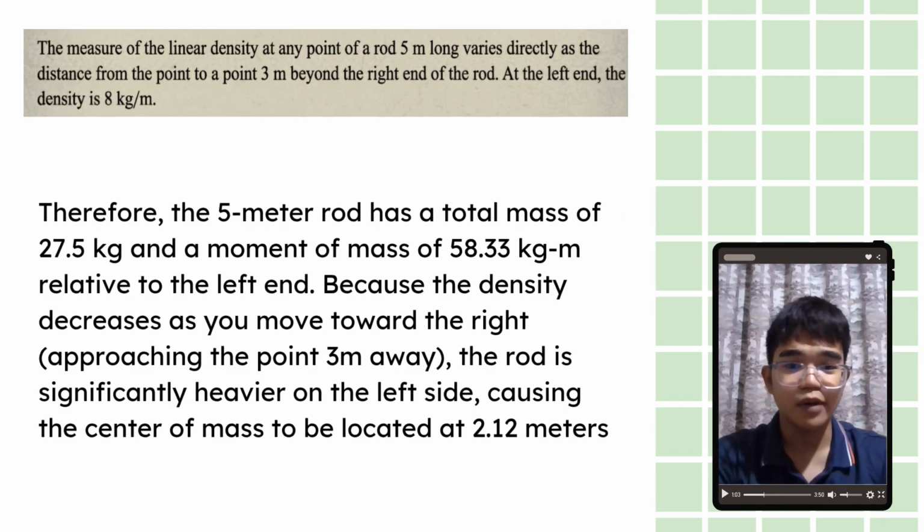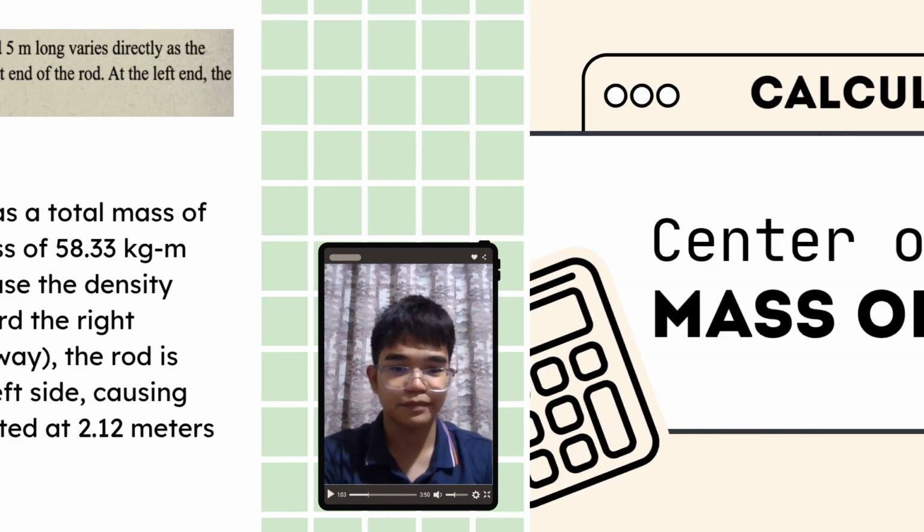Therefore, the 5-meter rod had a total mass of 27.5 kg and a moment of mass of 58.33 kg times meter, relative to the left end, because the density decreases as you move toward the right, approaching the point 3 meters away. The rod is significantly heavier on the left side, causing the center of mass to be located at 2.12 meters. And that's it.